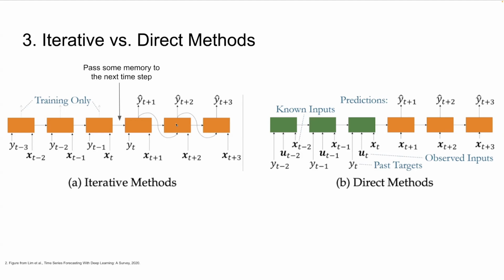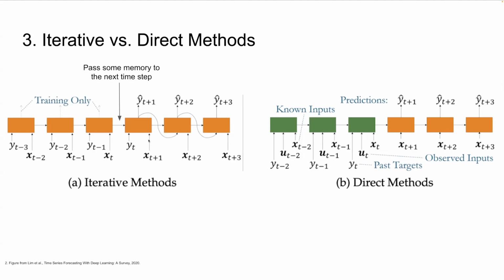So the benefit of the direct method over the iterative method is that if you have a very long forecast horizon and you iteratively make predictions, you can imagine that your error will accumulate along the way. Because when you make the prediction for y hat t plus 3, your input y hat t plus 2 is something that you predicted from the last time step. And that might already have some error inside it. And if you make your prediction for the next time step based on this error, then your error is going to accumulate and get larger over time.